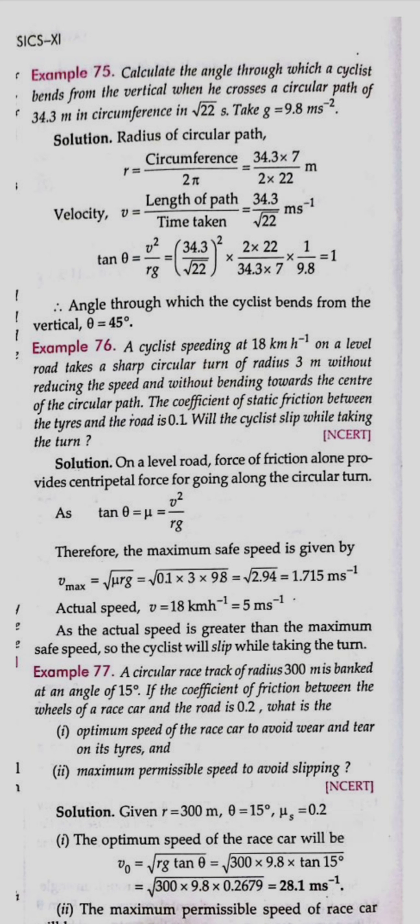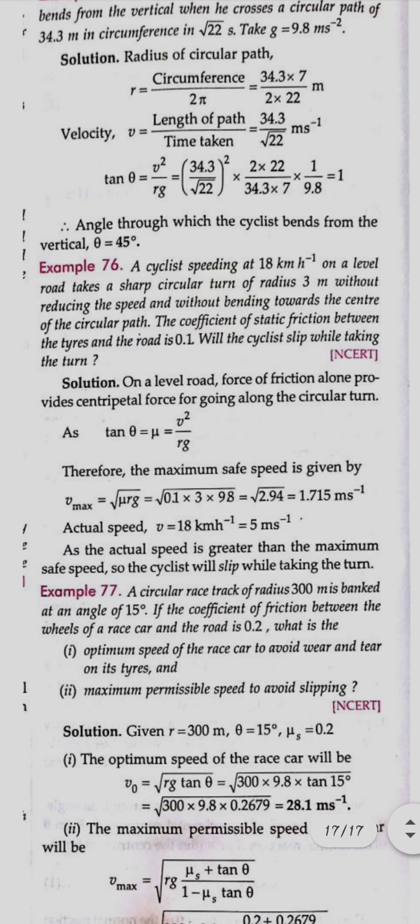And we know that the circumference is 34.3, because the length of the circular path is 34.3. Circumference is equal to 2 pi r, so from here we can find out the radius also. So v square by rg gives the angle through which the cycle should bend from the vertical.